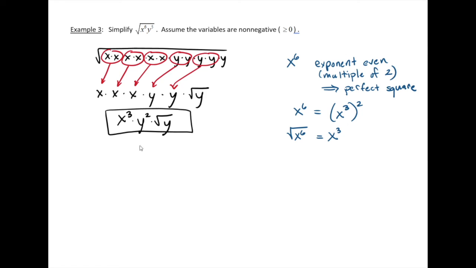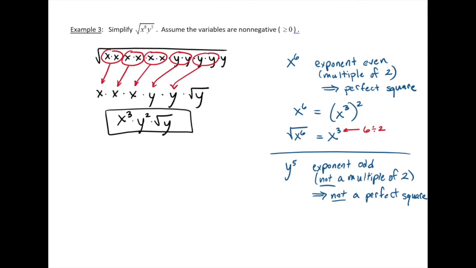And the shortcut for taking the square root of a variable raised to a power is to divide that exponent by 2. But we'll only be able to do this if the original exponent is a multiple of 2. If it's not, like the second factor here, y to the 5th power, then we'll have to factor out one of the variable factors first. So y to the 5th power cannot be written as a perfect square as we could with x to the 6th power.